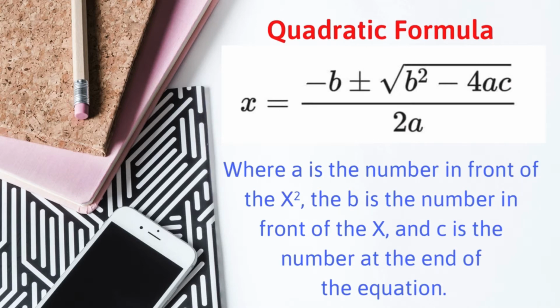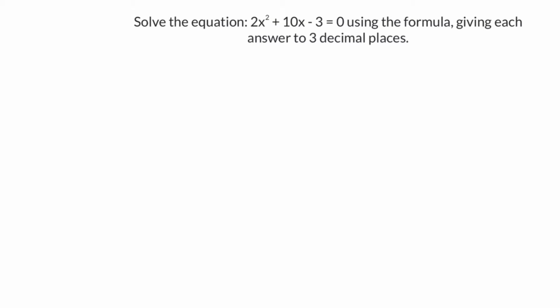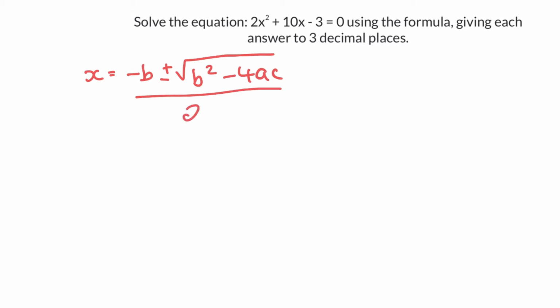divided by 2a, where a is the number in front of the x squared, b is the number in front of the x, and c is the number at the end of the equation. To use the formula, you just put those numbers into the formula and use your calculator to find the answer. For example, solve the equation 2x squared plus 10x minus 3 equals 0 using the formula, giving each answer to 3 decimal places. So our quadratic formula is x equals minus b plus or minus the square root of b squared minus 4ac divided by 2a.